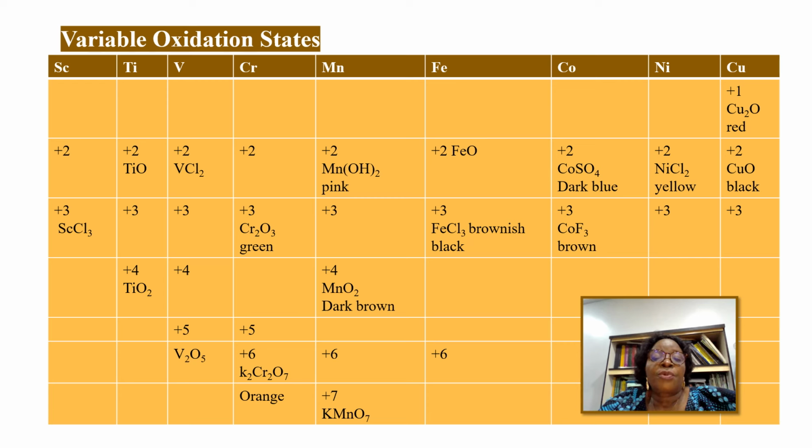And chromium +2, +3, +5 and +6 oxidation states. Manganese +2, +3, +4, +6, +7. And iron +2, +3. Cobalt +2, +3. Nickel +2, +3 and copper +1, +2 and +3. They have variable oxidation states because they can lose their 4s electrons and also some of their 3d electrons.